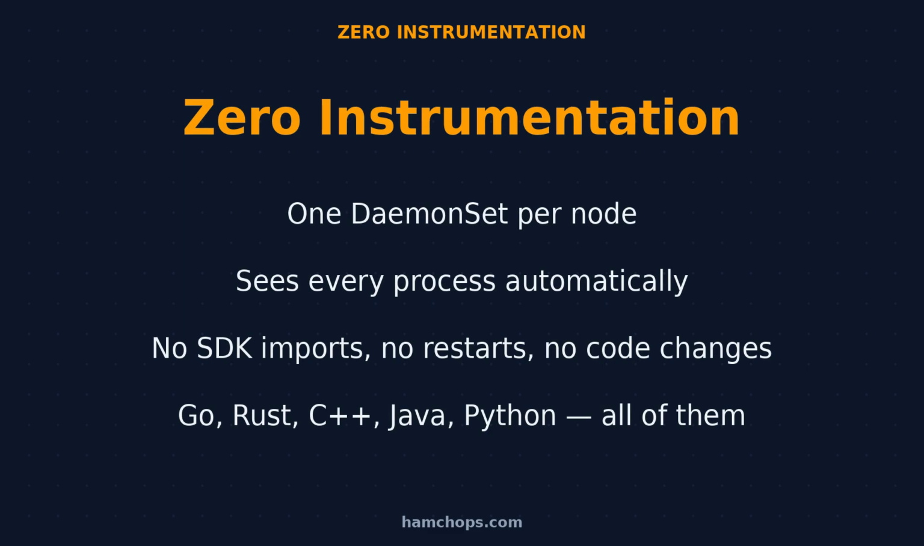The other huge win is zero instrumentation. You deploy the profiling agent as a Kubernetes daemon set, 1 pod per node, and it immediately sees inside every process on that machine. No SDK imports, no library upgrades, no application restarts, no code changes, regardless of programming language. Go, Rust, C++, Java, Python. They all show up automatically.